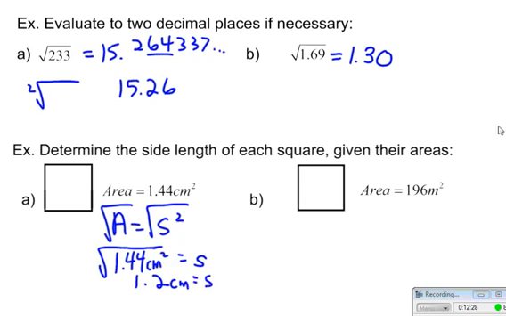Second example, we're going to do the same thing. I've given you the area. So to find the side length, we square root the area. So square root 196 meters squared will give us the side length, and we get 14 meters as the side length.